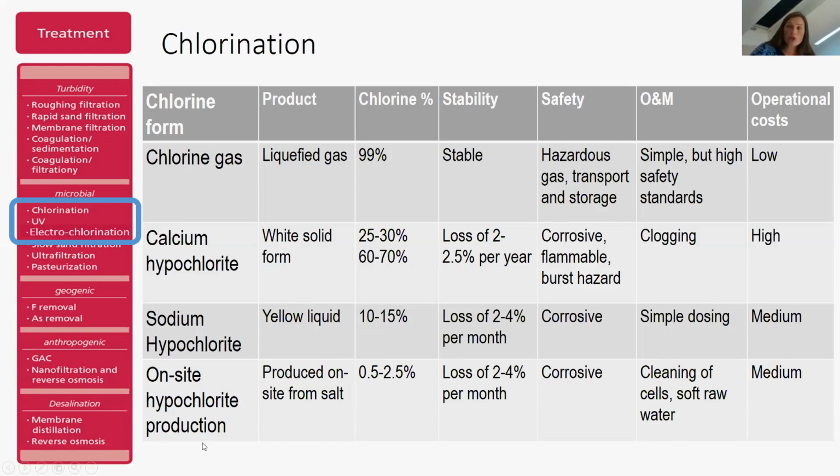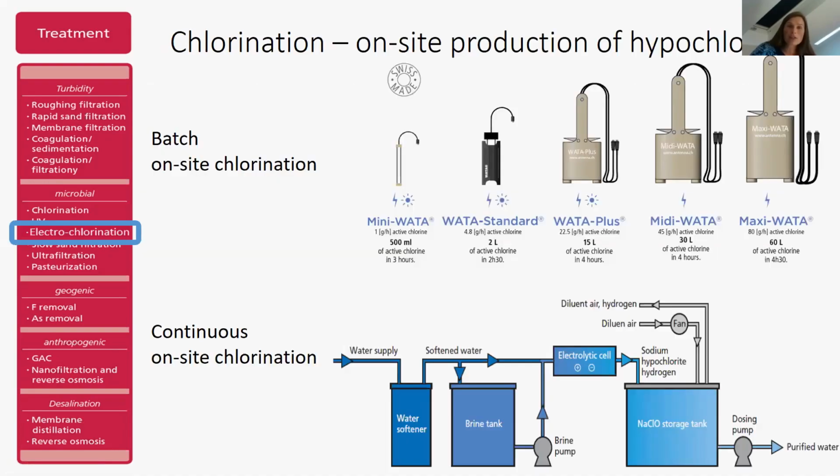What I would like to draw your attention to here is so-called on-site hypochlorite production. And this on-site hypochlorite production is a relatively new technology, but not very new, coming now more and more. So it exists in two types of systems. It's basically a batch system for on-site chlorination. This is an example of one Swiss producer delivering different types of systems. It's also systems used by Swiss humanitarian aid a lot, I think. So these are basically generating active chlorine at the batch scale.